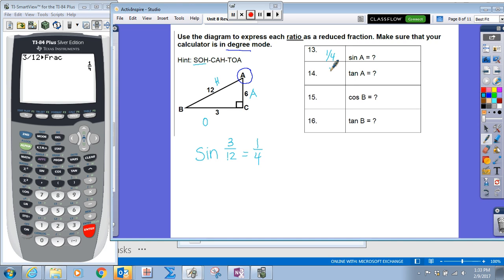Okay, then we want to erase that. No, we can keep everything, because we're still talking about A, so we can use what we have on our figure. So this time we're looking for the tangent of A, so we're going to use this ratio right here. So the tan would be opposite, so that would be 3 over adjacent, which is 6. 3 over 6, which reduces to 1/2.